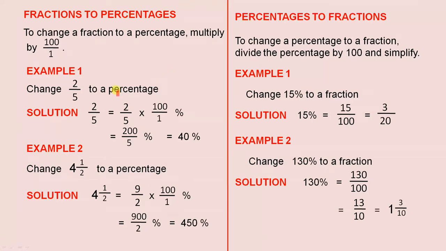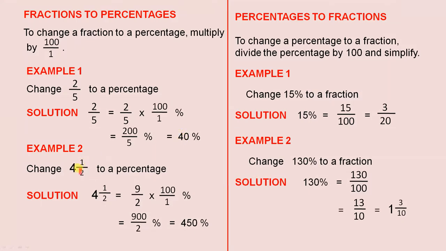Example 1. Change 2 over 5 to a percentage. Here's our 2 over 5. So you take 2 over 5 and you multiply by 100 over 1, because that's what the rule says. And that changes your answer to a percentage. 2 times 100 is 200, 5 ones are 5. 5 divided into 200 goes 40 times, so the answer is 40%.